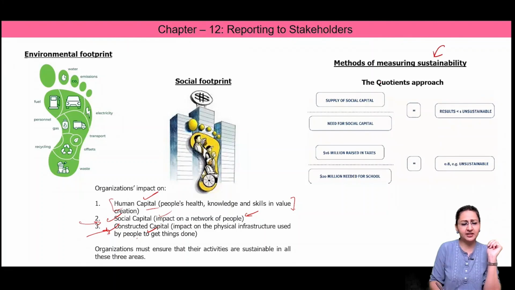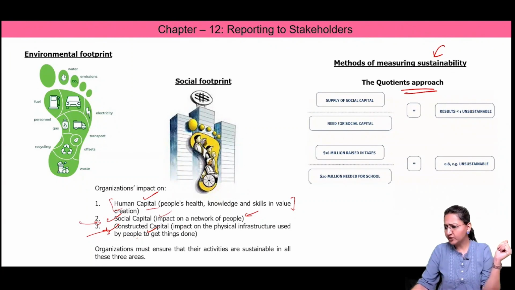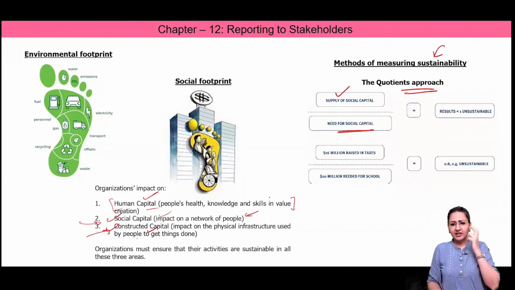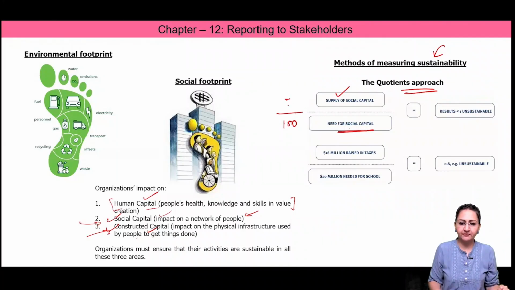How do we measure sustainability? We have a quotients approach, and then we have a subjective approach also. But the quotients approach is something which we will be using here. Quotients approach is we simply measure how much is the supply of the social capital versus the need for the social capital. Let's suppose we needed 100. This is just a number, 100 of social capital. The supply came to 70. Supply is 70, we need 100. Now the result, let's see the result.